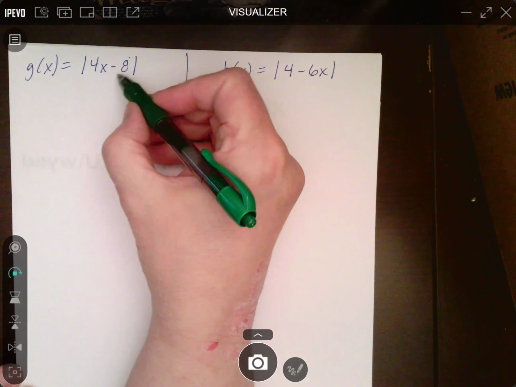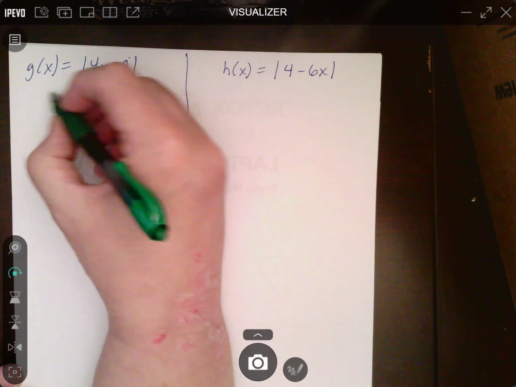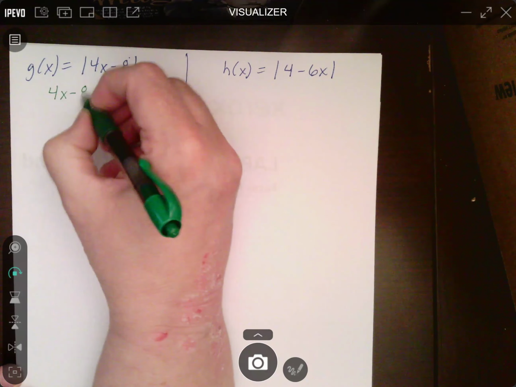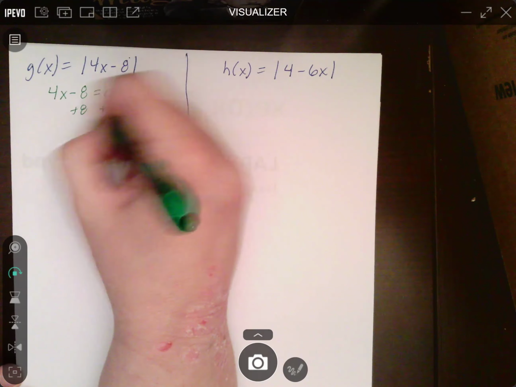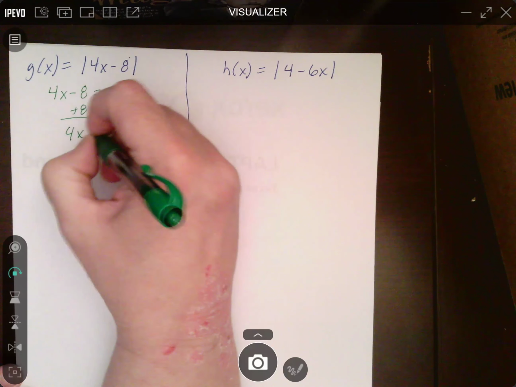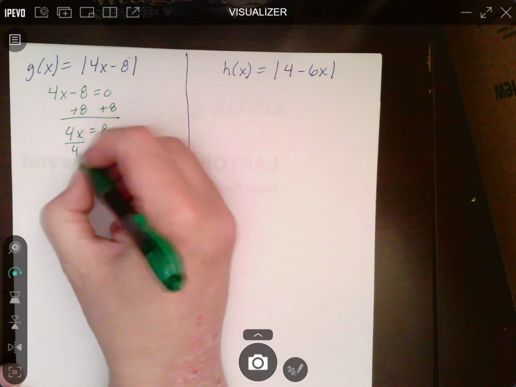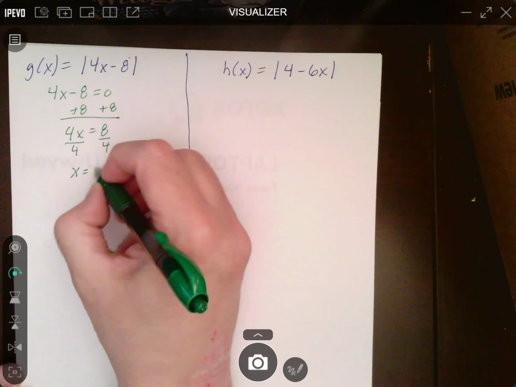What I'm going to do is find the new center. So 4x minus 8 equals 0. Add 8 to both sides. I get 4x equals 8. Divide by 4, and I get x equals 2.